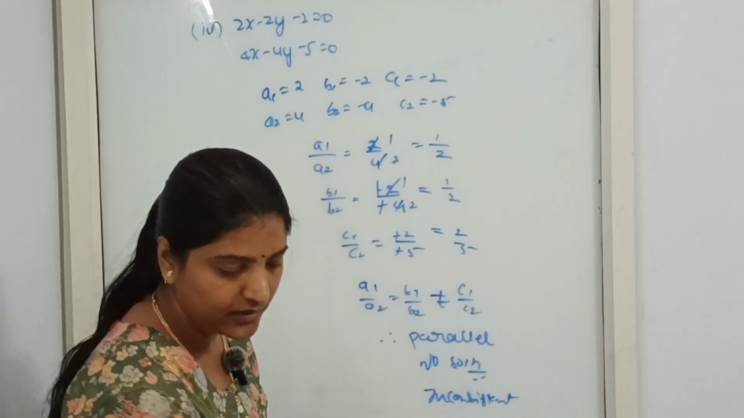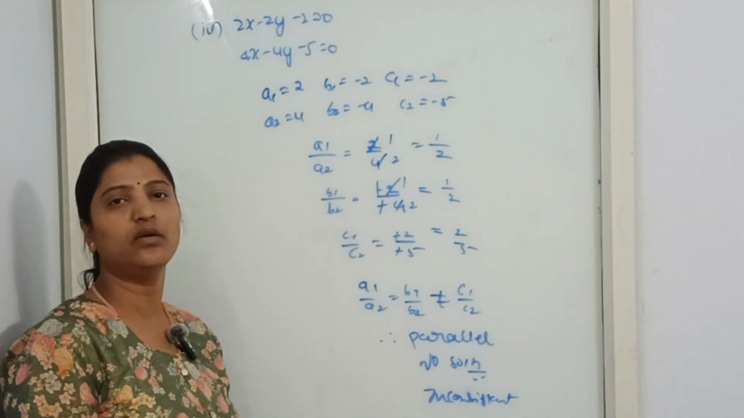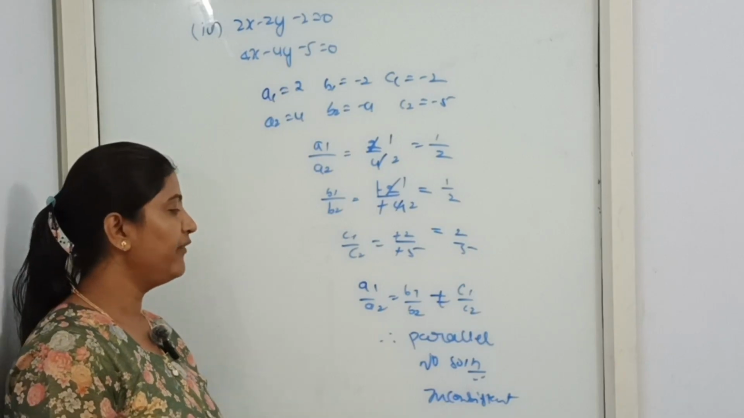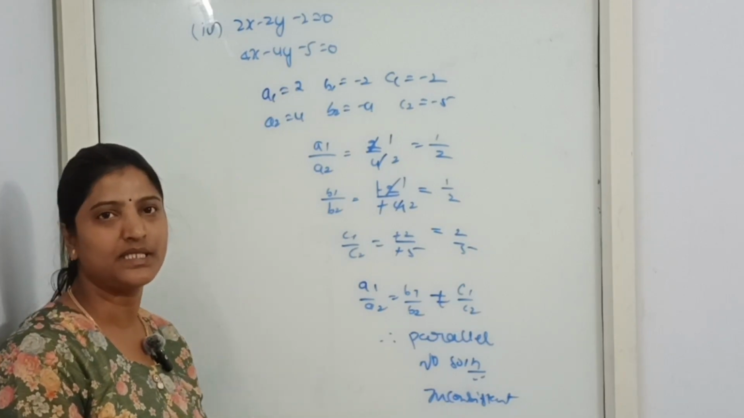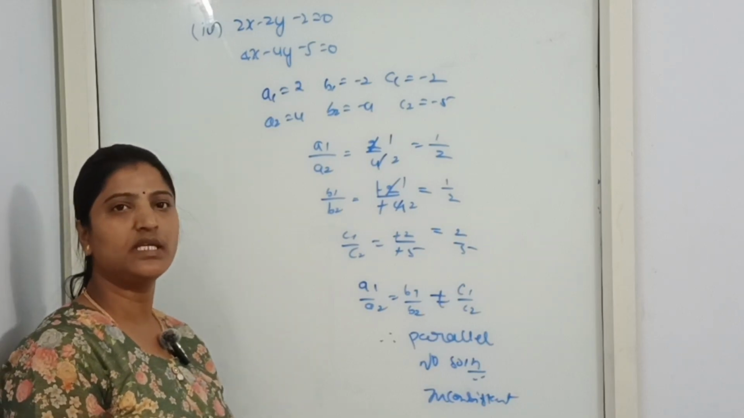Clear? We need to check whether they are consistent or inconsistent. If it is consistent, then only graphical representation. If it is inconsistent, no graphical representation. Clear? And let us move to the fifth question of this exercise.